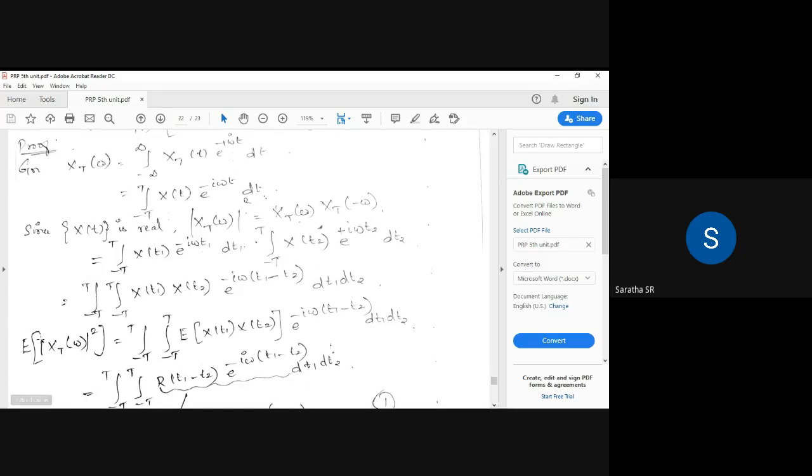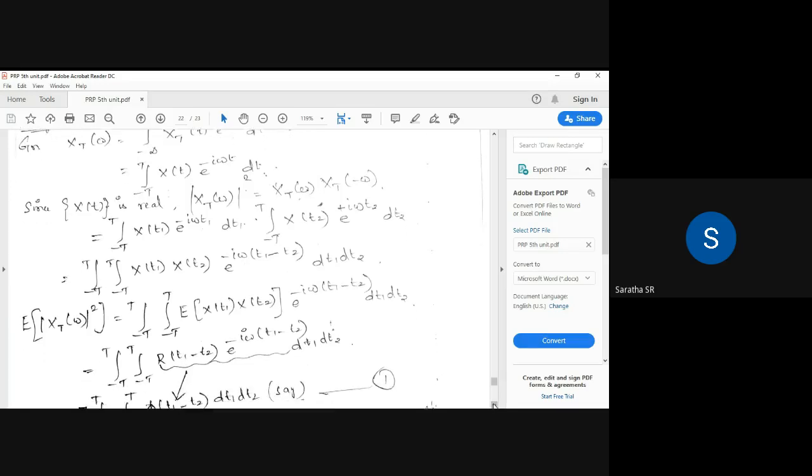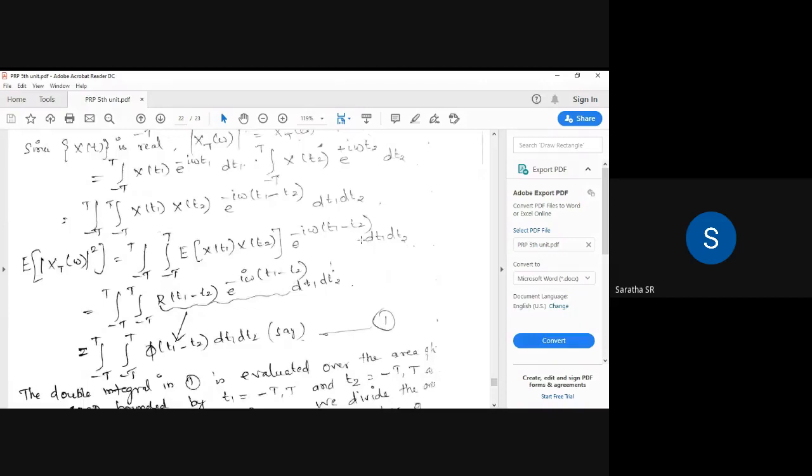Then you have to find the expectation for this. If you find the expectation, we can write this value as E of x of t1 x of t2, which can be written as Rxx of t1 minus t2. It is a time difference only, so for that we write Rxx of t1 minus t2 here. So here we take e power minus j omega into t1 minus t2, dt1 dt2.